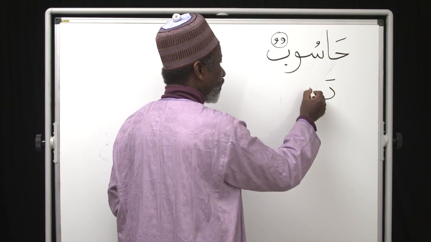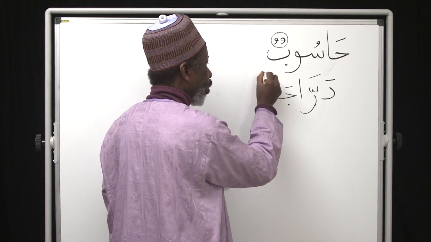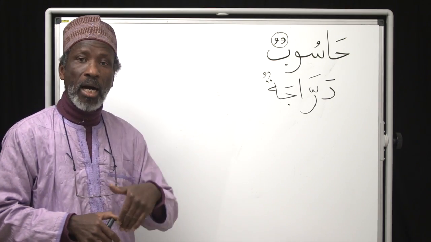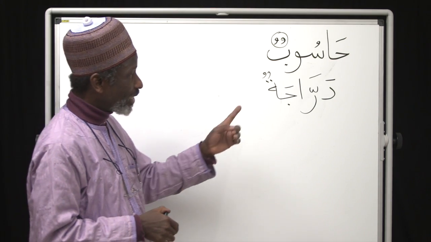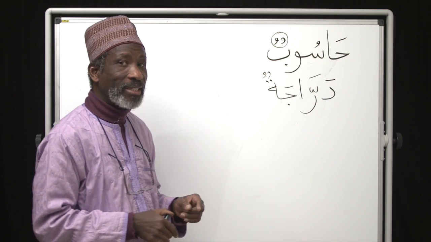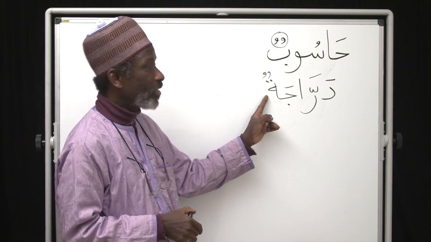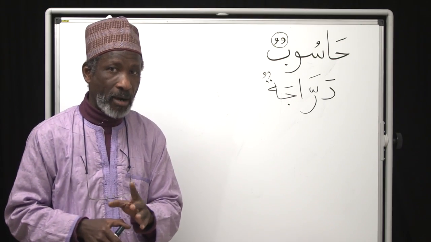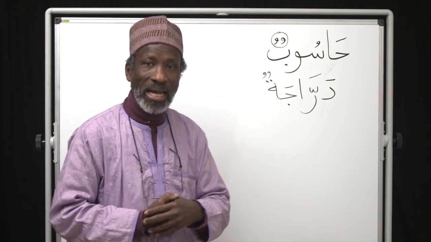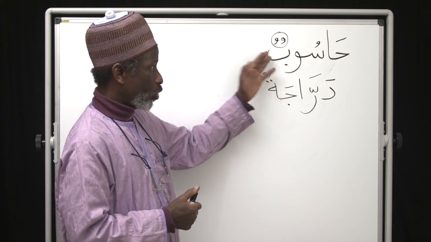Okay, let me give you another noun. Darajatun, for instance. You remember when we were doing muallimun, muallimatun. You can tell immediately by seeing this ta marbuta, atun. That is a feminine noun in Arabic, and the sign is ta marbuta. So hasubun is classified in Arabic as a masculine word, and darajatun is classified as a feminine word because you see this ta marbuta. So a bike, a computer.